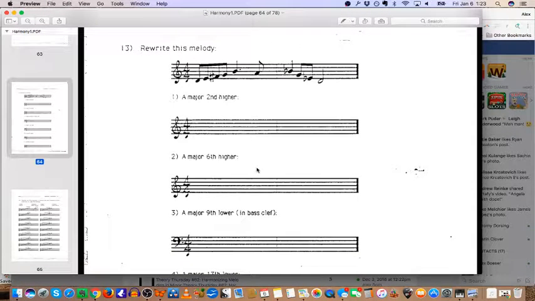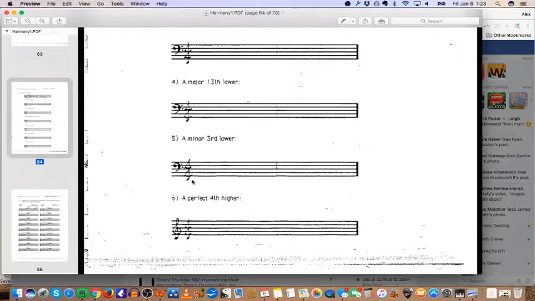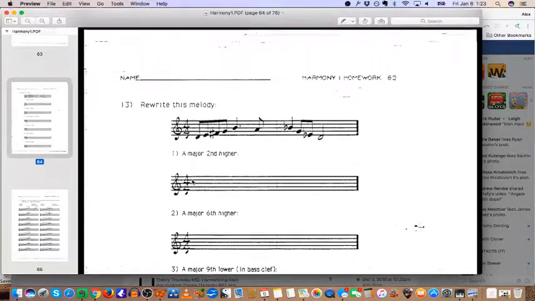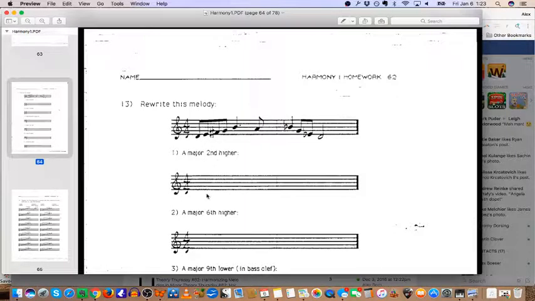Okay, so let's see if we can do this in my head. I would say watch your clefs. Okay, you got bass clefs and treble clefs here. So D, E, F sharp, G would be E, F sharp, G sharp, A. B, raised by a major second, would be a C sharp. Then we got a B there. Then this would be a C, A, F, and then E. Make sense?